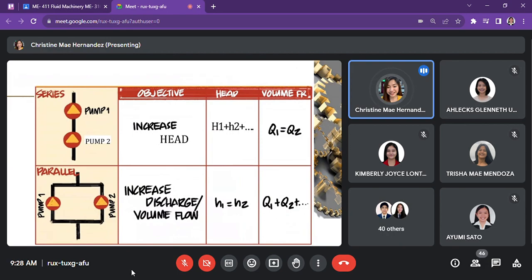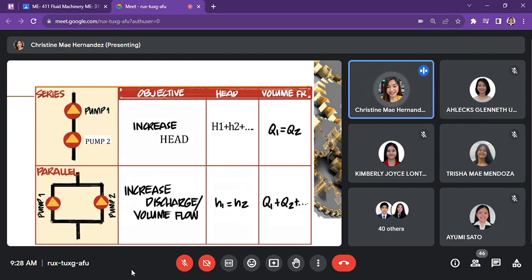So, if, for example, your objective is to increase head, what you will do with the pump, instead of parallel, is connect it in series. It is like in electrical, in EE, right? In electrical wirings, there is also series and parallel in pumps. So, if your objective is to increase head, connect it in series so that the head is H1 plus H2 plus H3 and so on. But the volumetric flow rate is equal for all.